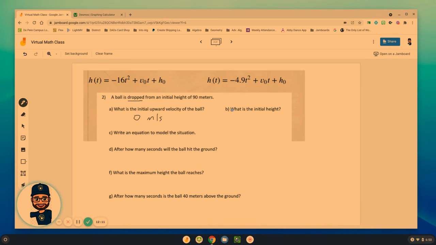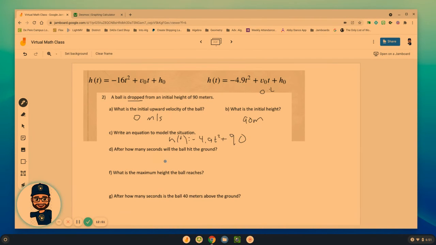The initial height is 90 meters. And now we should be able to plug that into the formula. Negative 4.9 t squared plus, we would have 0 times t, but 0 times anything is 0, so I don't have to write anything in there. So then I go to plus the original height, which was 90. The height of any object after t seconds is going to equal negative 4.9 t squared plus 90.